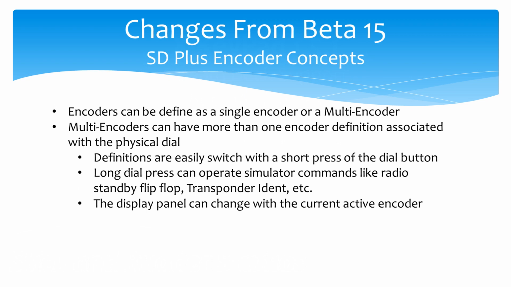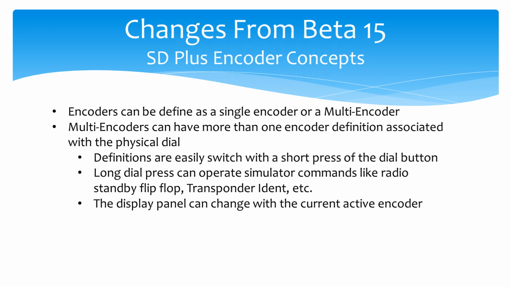And what a multi-encoder can have is more than one encoder definition associated with the physical dial here. Typically, you would define this as a dual encoder. Typical use for that in a cockpit is on a radio. You've got the coarse and fine frequency tuning, which is on the inner and outer concentric knob on the encoder. You find them pretty commonly used in the Garmin 530 for the page and chapter encoder, as well as the frequency changing encoder.